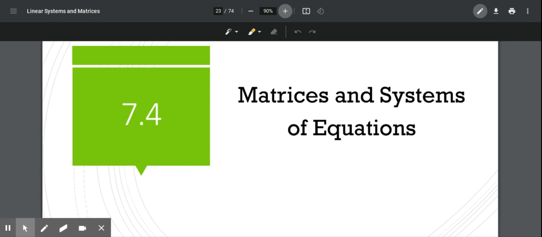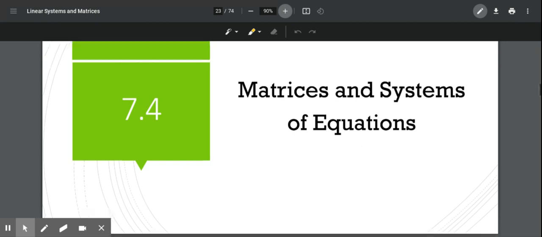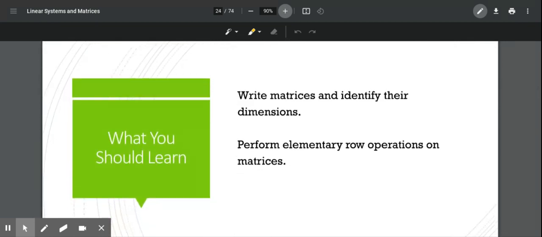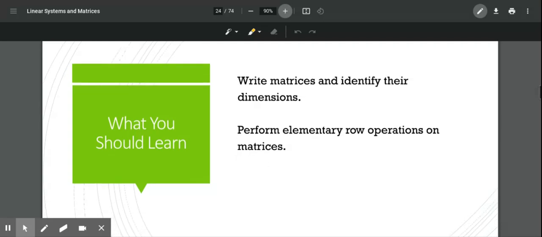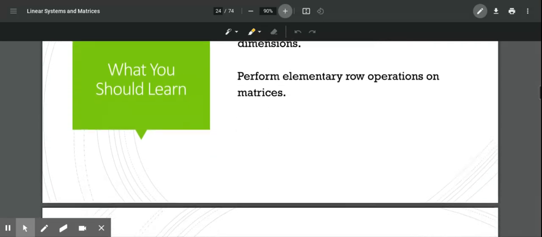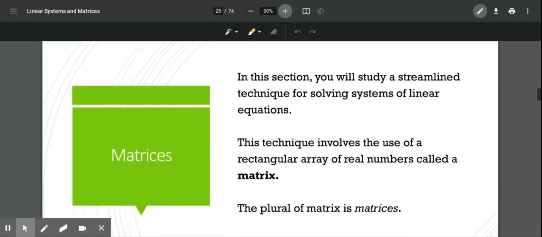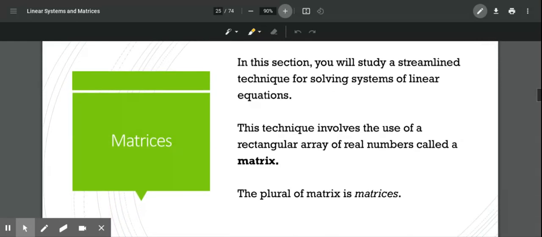In 7.4, we're going to use matrices with our systems of equations. And in this section, we're going to learn how to write matrices and identify their dimensions, and then also perform elementary row operations with the matrices. We'll look at different techniques where we can use matrices to help us solve systems of equations.